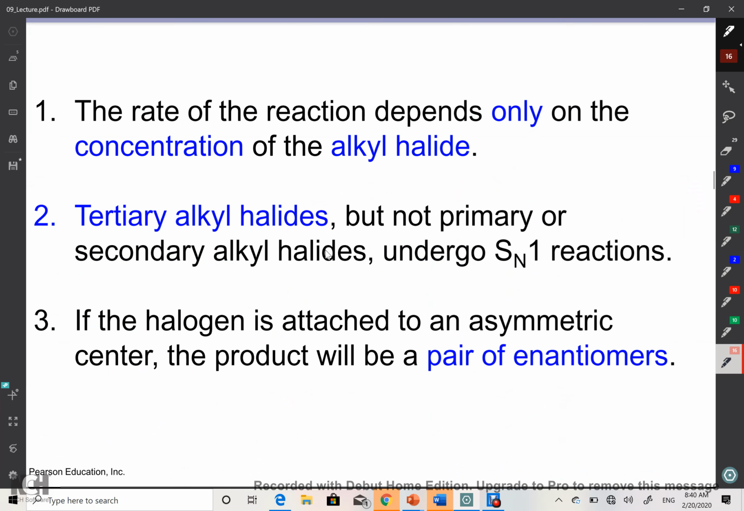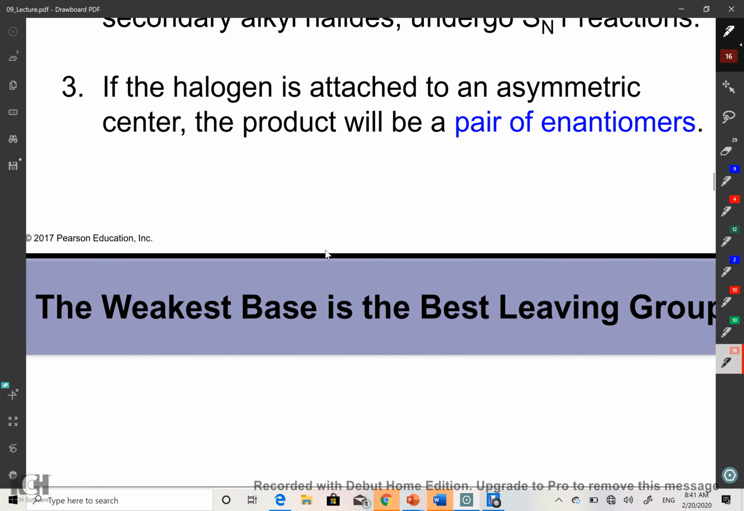So that's a summary. You guys should read that while I'm taking a short break. That's a summary for the SN1 and the SN2. The rate of the reaction depends only on the constitution. The tertiary alkyl halides, not the primary and secondary alkyl halides, undergo SN1. If the halogen is attached to an asymmetric carbon center, the product will be a pair of enantiomers. That's just a good summary of that.